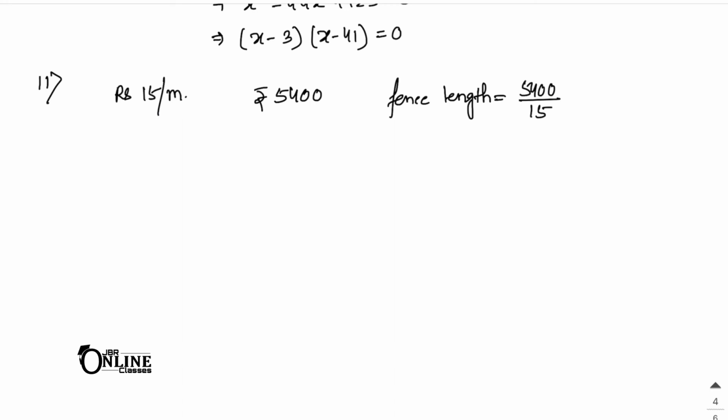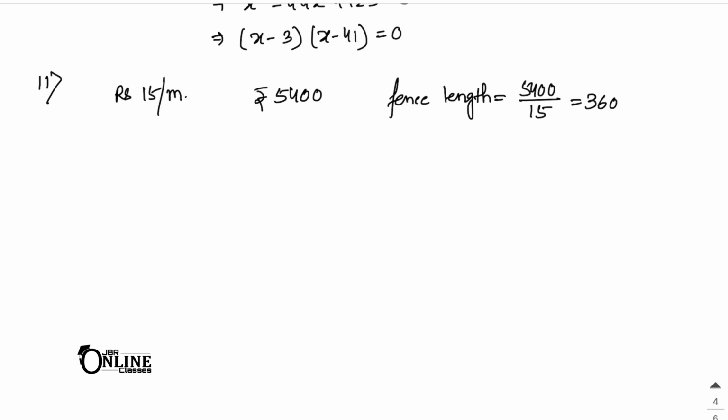the fence length equal to 5400 divided by 15. Okay, so if you divide 5400 by 15, you will get 360. So 360 is the length of the fence, or you can also call this one the perimeter of the garden. Okay, the perimeter of the garden.